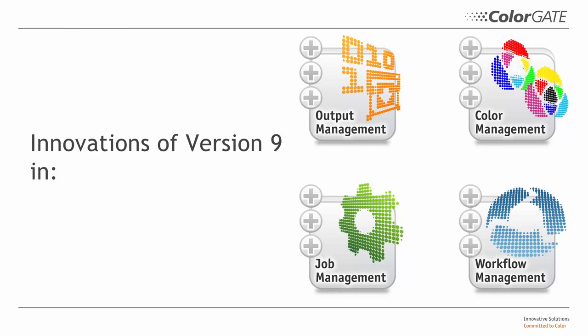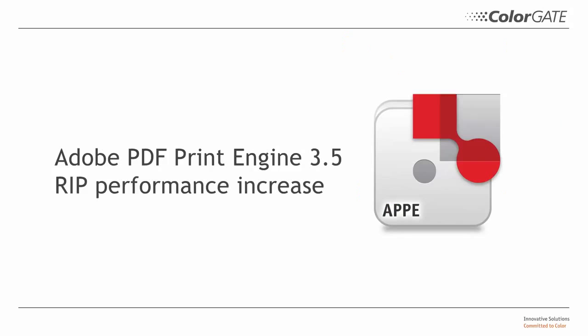We now move on to the new developments in version 9 in the following applications: output management, color management, job management and workflow management. As a primary rendering technology, ColorGATE uses the latest 3.5 version of the Adobe PDF Print Engine, APPE, in all its RIP software products.